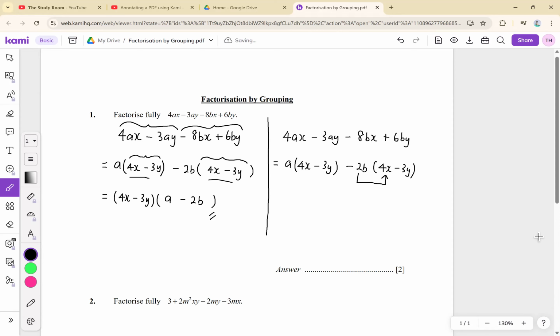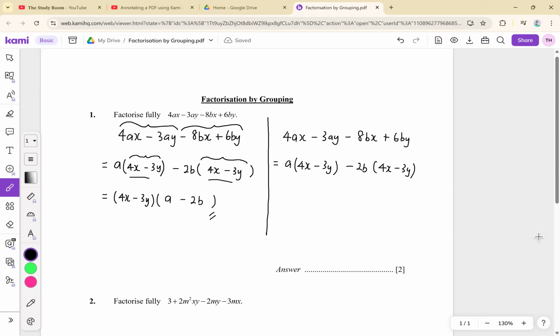Then you must test it out. You must try this: do you get positive 6by or not? Negative 2b times negative 3y gives positive 6by. So we know that this is actually correct. Okay, so I hope you understand what I'm trying to do here.